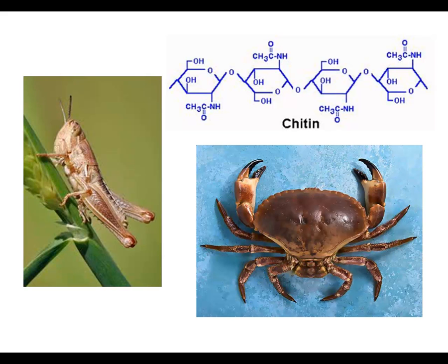Chitin is another type of structural polysaccharide found in the exoskeleton of arthropods. Chitin also provides structural support for the cell walls of many fungi. Chitin has an amide group, so that makes it different from these glucose-based starches and cellulose.